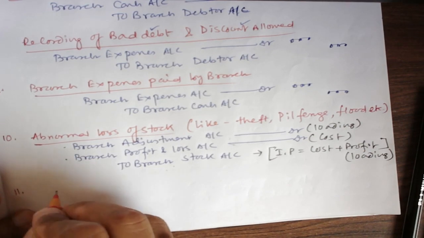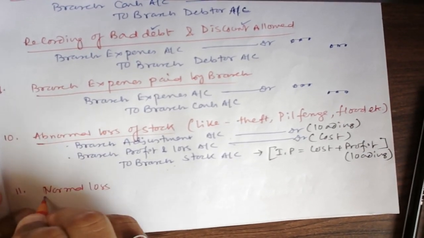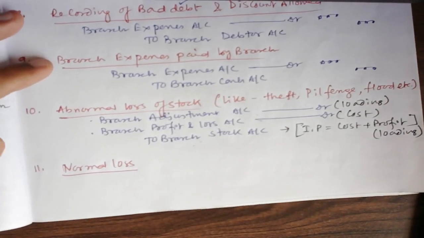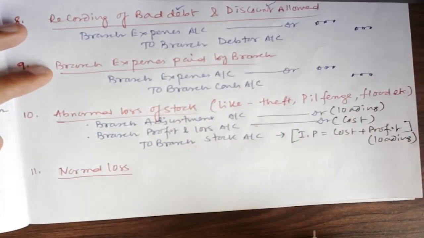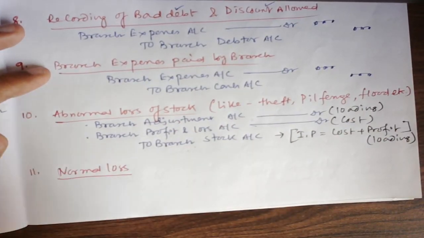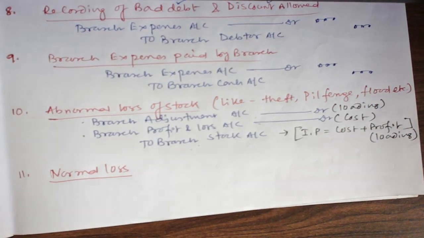Normal loss. Noted down, please. In case of normal loss, it's very simple. In case of normal loss, we only need to record it through the branch stock and adjustment. No need to record any other entry.